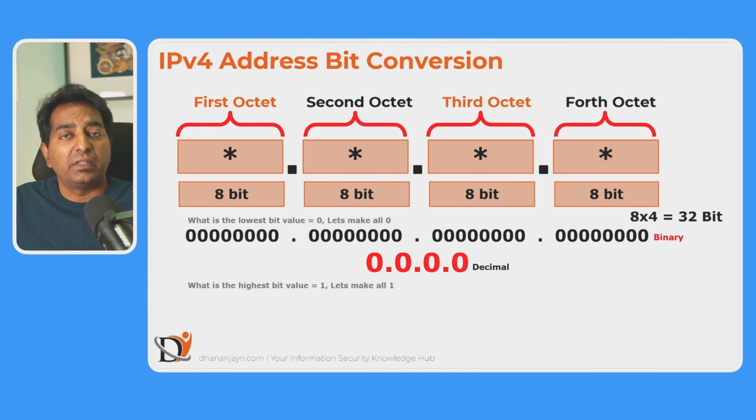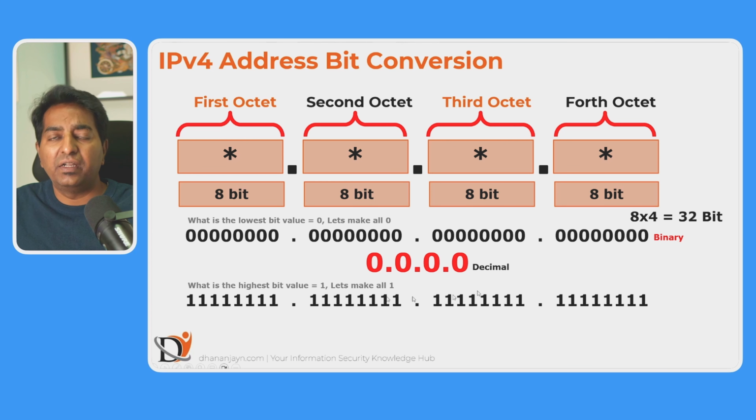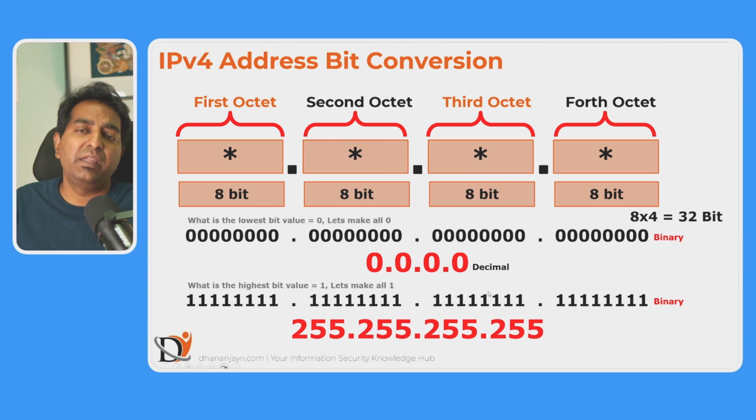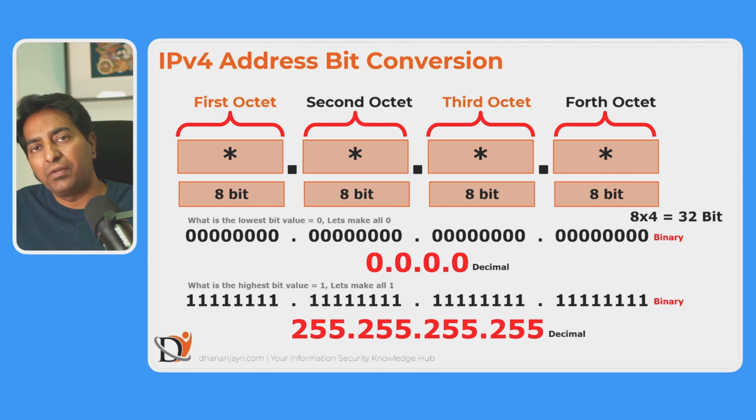Now, the other possibility that we can have with binary numbers is we can turn all of them into 1. So first option, turn off all the bits or make all the bits 0, which gives us the decimal number 0.0.0.0. And if I turn all of them into 1, then it's going to give me a decimal equivalent of 255.255.255.255.